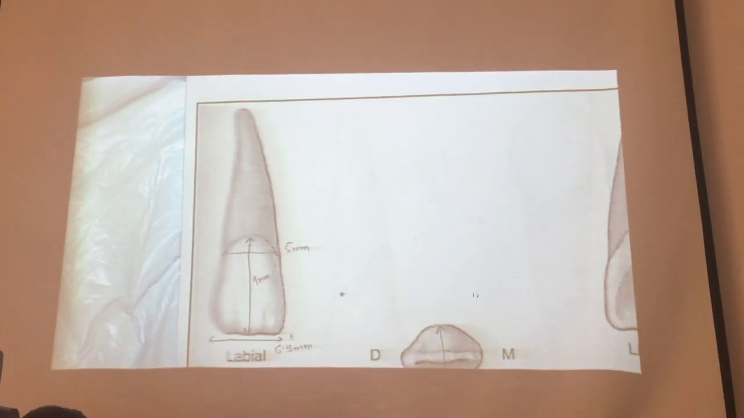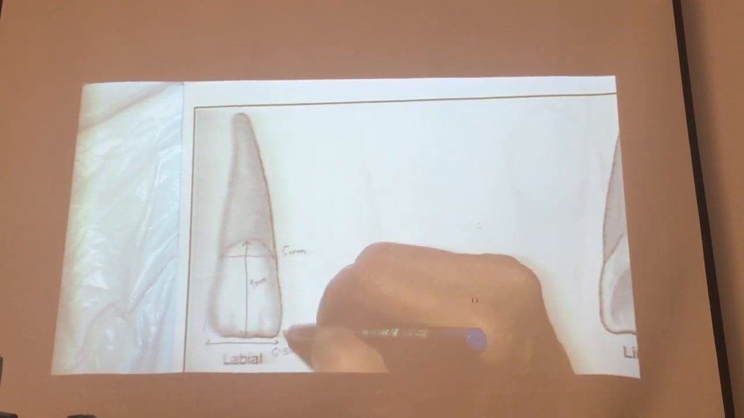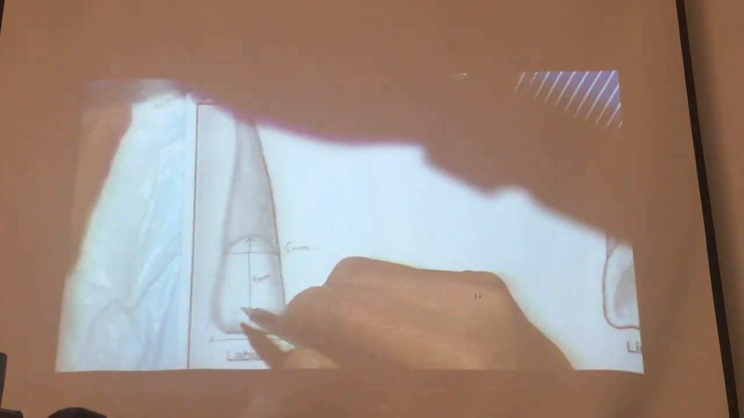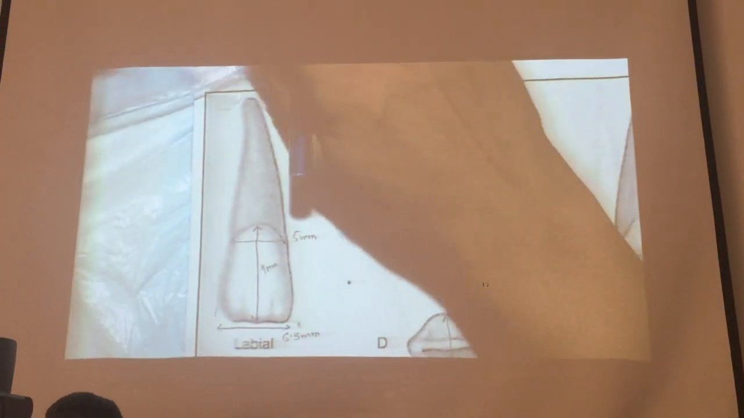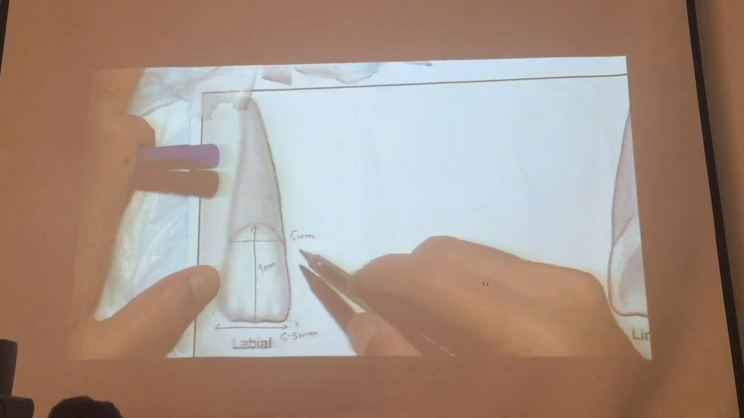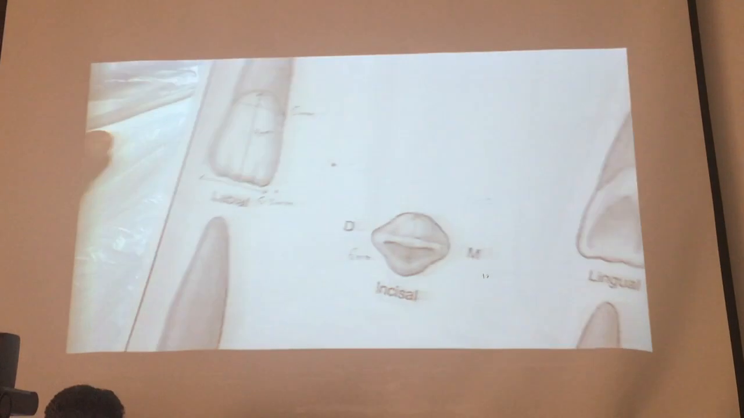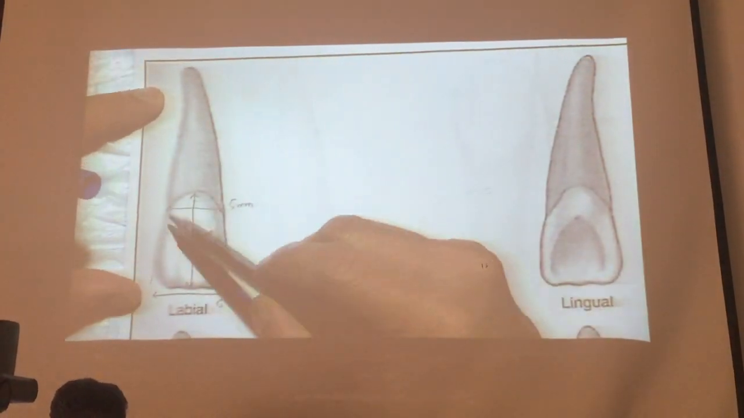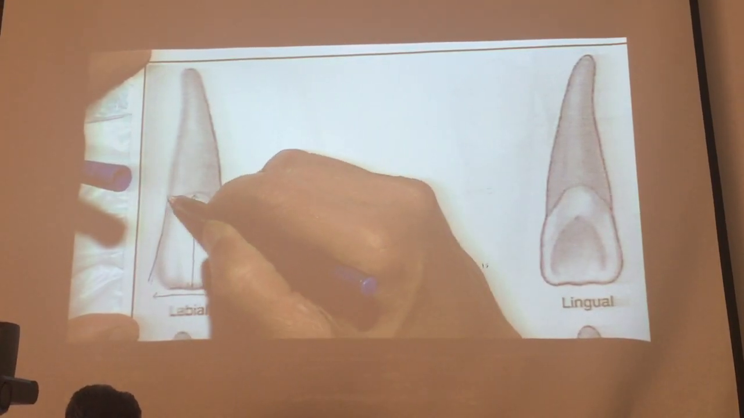If you see, it's quite similar to your maxillary central incisor. So the maxillary central incisor is known as trapezoidal. Okay? You can see now? You can see that this is also trapezoidal in shape, like a maxillary central incisor.